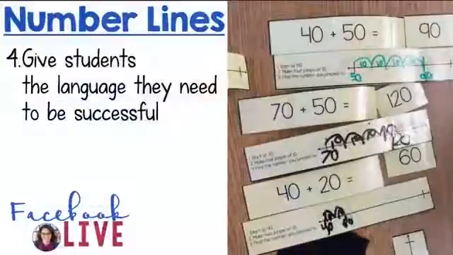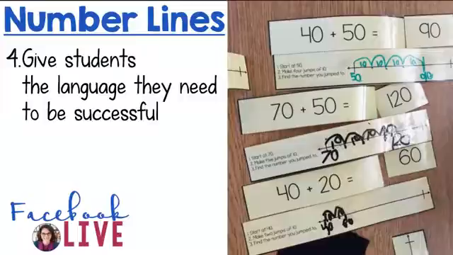Definitely start with tens. So you can see here it's 40 plus 50 or 70 plus 50. You want to make sure they have experience crossing over that 100, because that's often hard for students to do, especially your lower kiddos who only, hundreds like that big number.